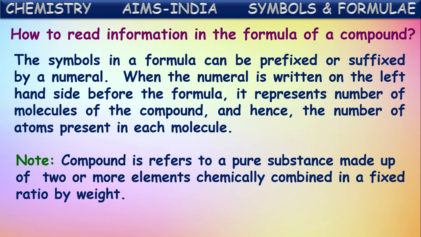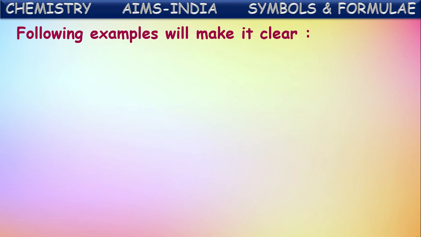There are 118 elements discovered so far. And next, one more category of pure substances is compounds. Compounds means the pure substances which are made up of only one kind of molecules. Those molecules might be made up of the same or different kinds of atoms combined chemically. So a compound refers to a pure substance made up of two or more elements chemically combined in a fixed ratio by weight. Okay. Now let us see some examples to understand this formula concept.